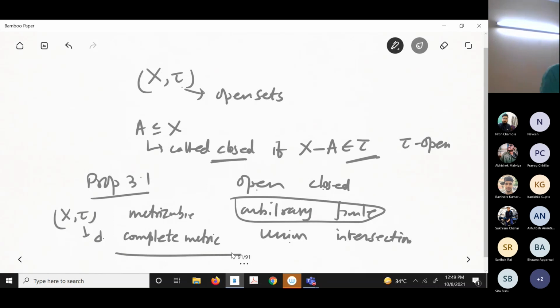If it comes from a complete metric, then it is called completely metrizable. In fact, discrete metric is a complete metric, trivial. So this is completely metrizable. So your topology, if it comes from a metric, is called metrizable. If it comes from a complete metric, then it is called completely metrizable. So that example I have given. Now, let me give you more examples of that.